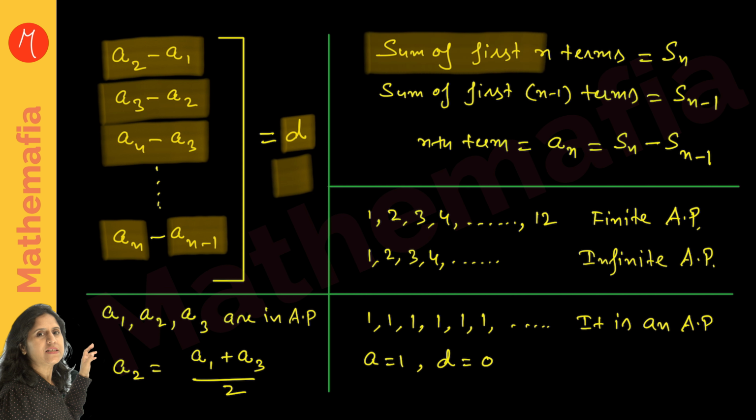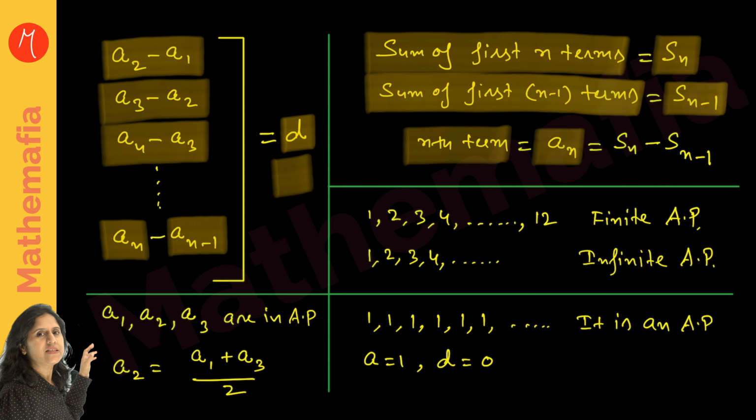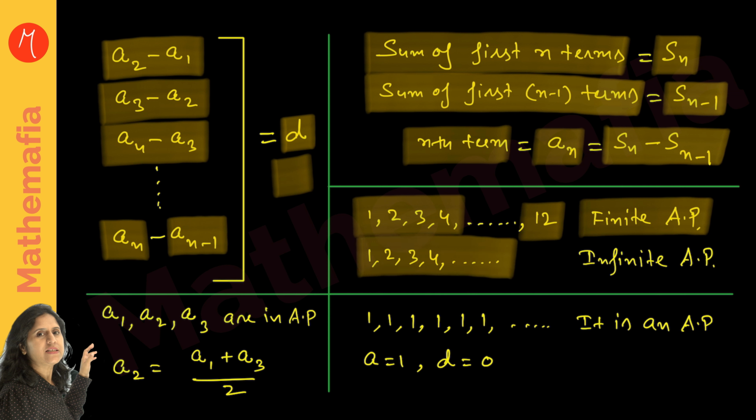Now one more important concept. If we know the sum of first n terms, which is Sn, and the sum of first n minus 1 terms, which is Sn minus 1, we can easily find the nth term, and this would be Sn minus Sn minus 1. If there is an AP series with known last term, we call it finite AP series. But if the series is such that the last term is not given, it is called an infinite AP series.